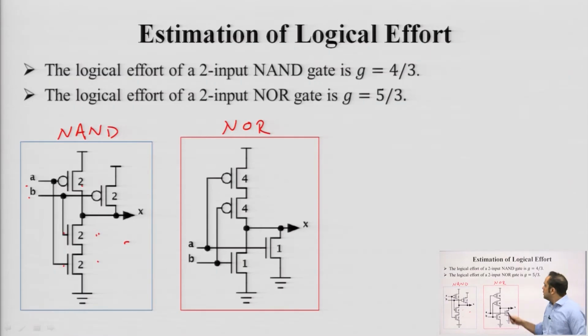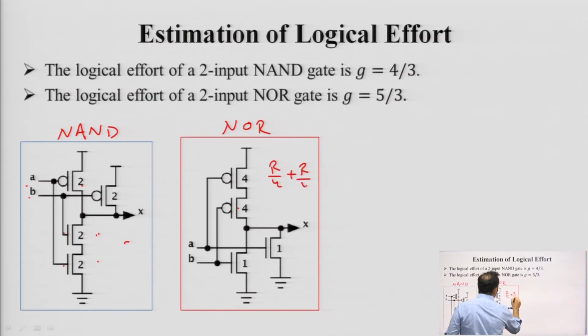Here, the PMOS transistors are connected in series, so the net resistance is going to be the resistance of this transistor plus the resistance of this transistor. If I add the resistances, this is going to have R by 4 plus R by 4, a total resistance of R by 2. And this NMOS transistor has the same width as a unit transistor, so it is going to have a resistance R. Again, the resistance of the PMOS network is half that of the NMOS network. This is done deliberately to compensate for the differences in hole mobility, which is generally lower than electron mobility.